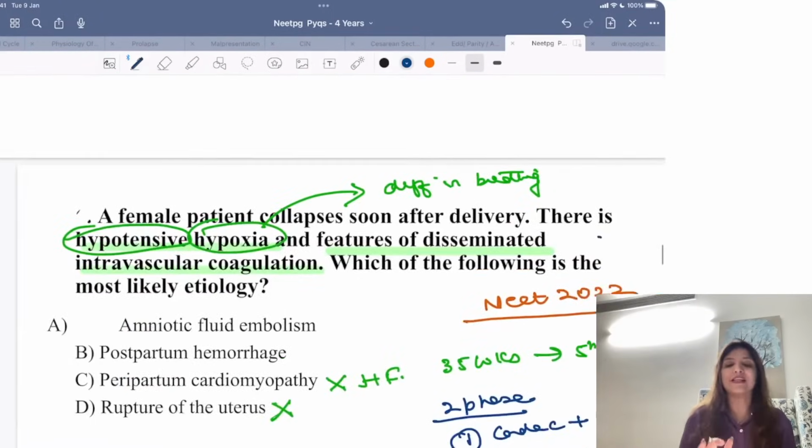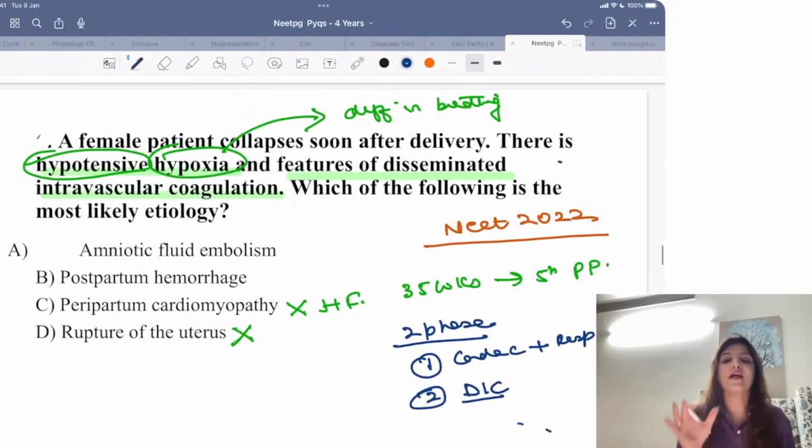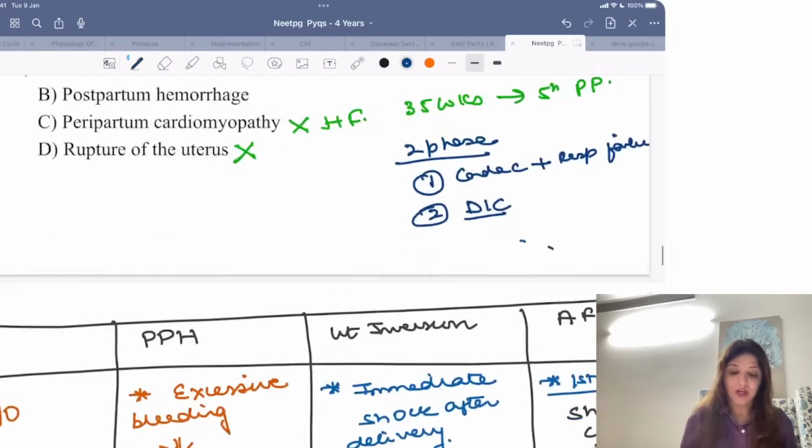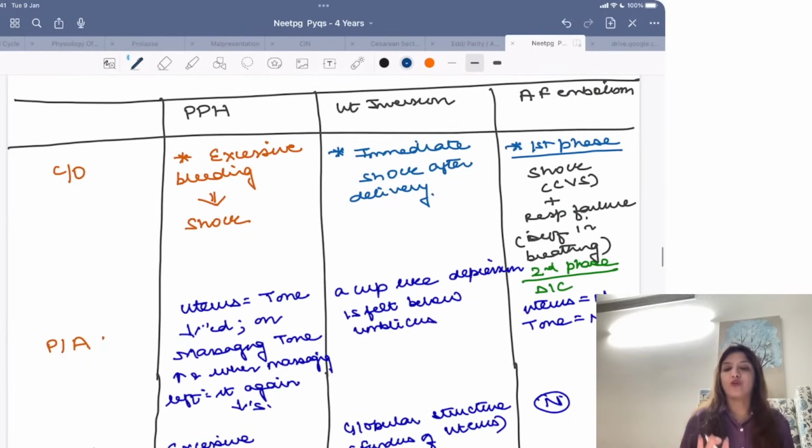Right now, this is one of the very hot topics, that is obstetrical emergencies, in which you have to find out whether you are dealing with postpartum collapse, whether it is PPH, whether it is amniotic fluid embolism, or whether it is uterine inversion. So over here, I have made a table for you which is going to help you in making the diagnosis of these conditions. Whenever you get a question on postpartum collapse or postpartum shock, these are the three main differential diagnoses which you have to keep in mind.